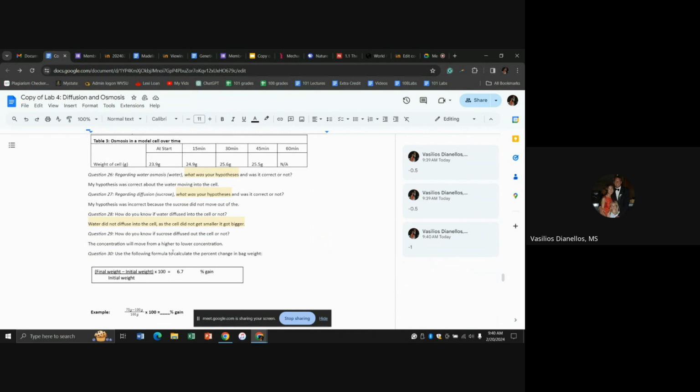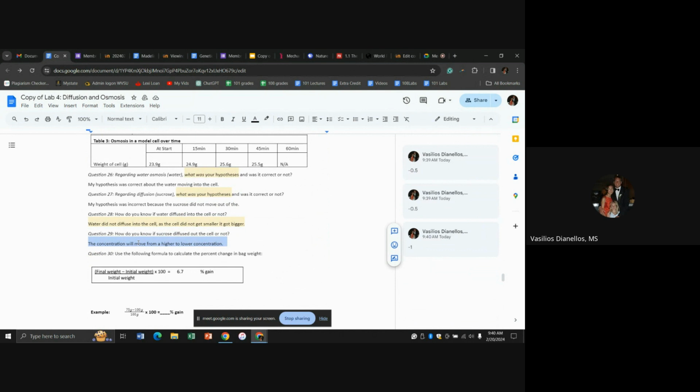How do you know if sucrose diffused out of the cell? The concentration will move from higher. Yes, but that's not what that's asking. It's asking, as you're doing your experiment, how do you know, right? So that's what would cause it. When something has a higher concentration, it does go from a higher to lower concentration. Yes, that's what causes diffusion. But this question is saying, how do you know if it happened or not, right?